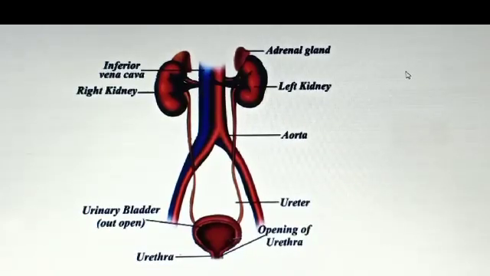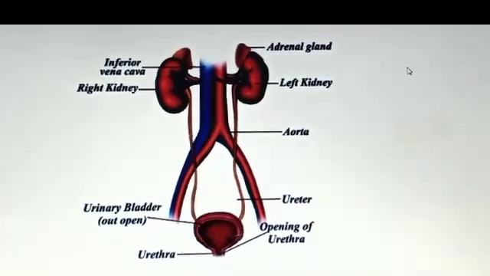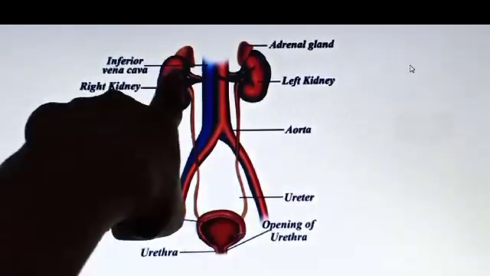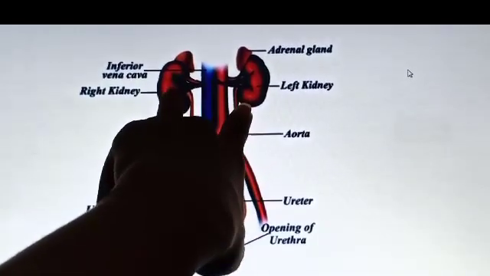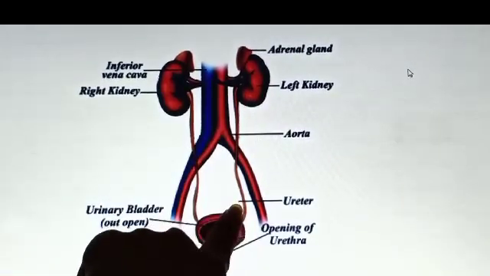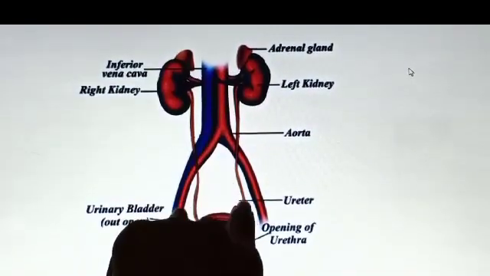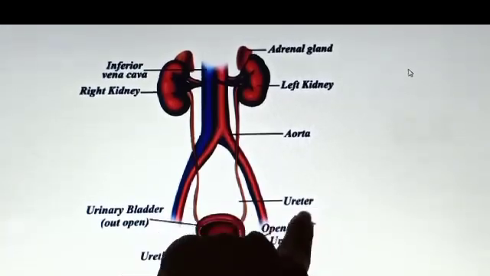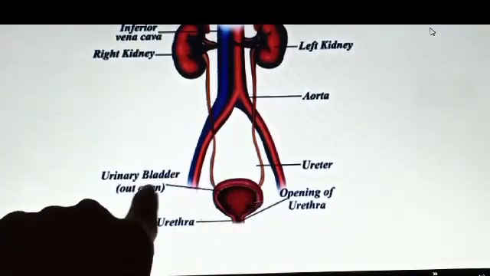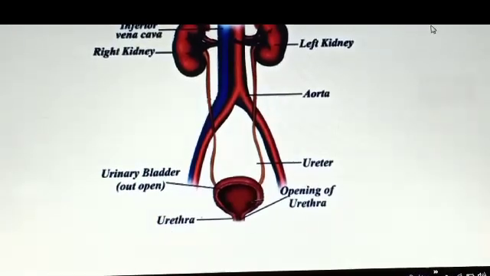Now let's see the human excretory system. As we already studied in the human excretory system, the main unit of excretion is the kidney. Here you can see both sides, the kidneys are denoted. From each kidney, a tubular structure arises, a pipe-like structure, that is called the ureter. This ureter opens into the sac-like structure called the urinary bladder. This urinary bladder opens into the aorta.